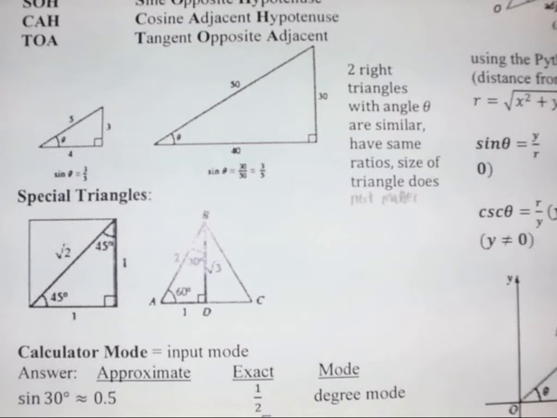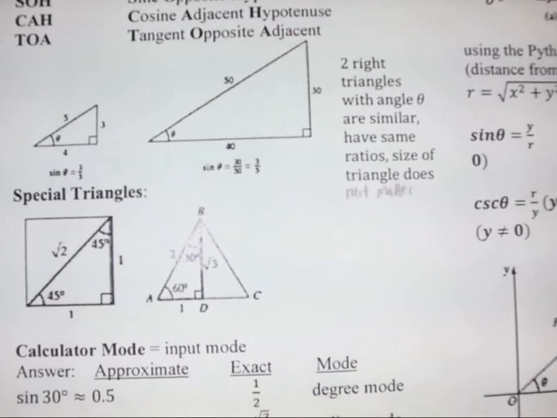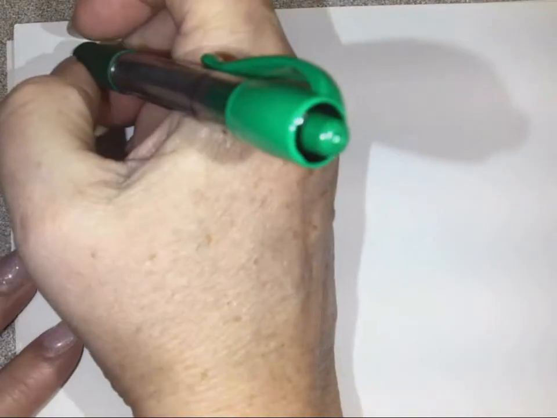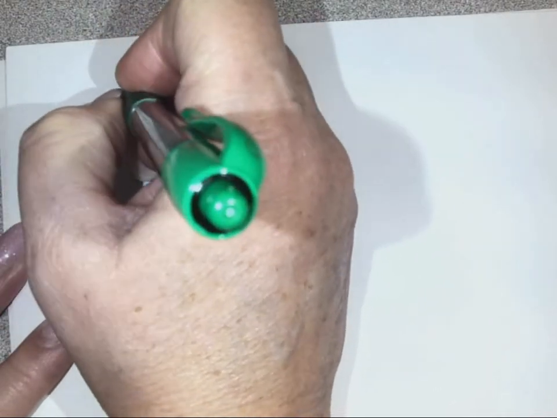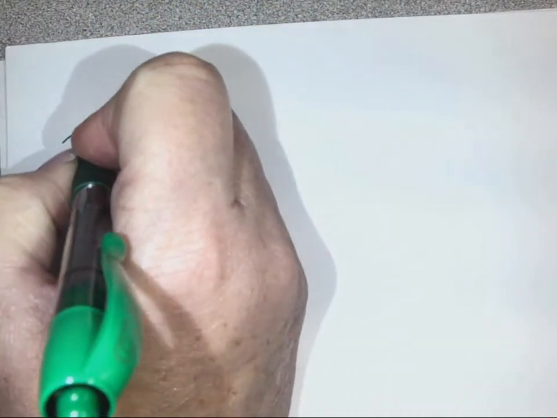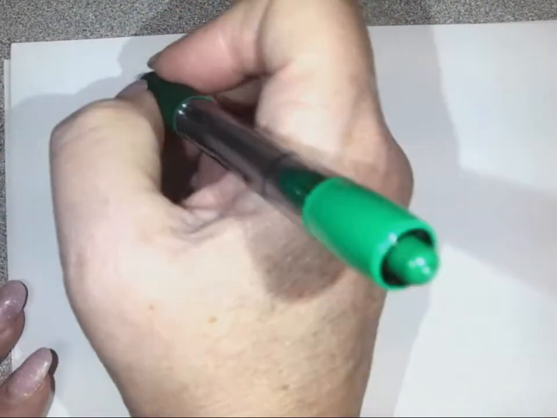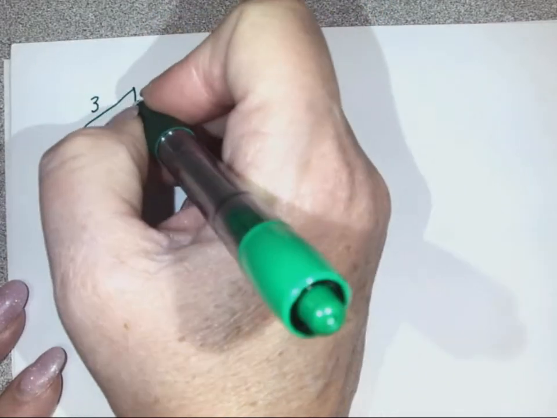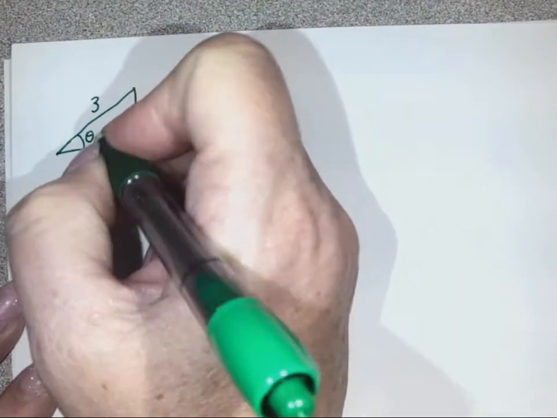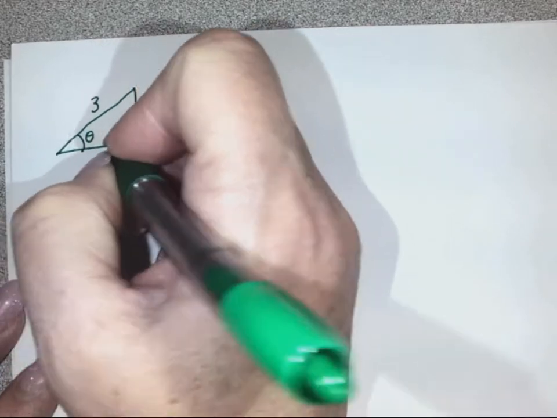And then, so let's go do a few examples, and then we'll come back to special triangles. So if I give you a triangle, and we're going to make it a right triangle, and this is our theta, and we are told the hypotenuse is 3, and then we have 2 and the square root of 5.